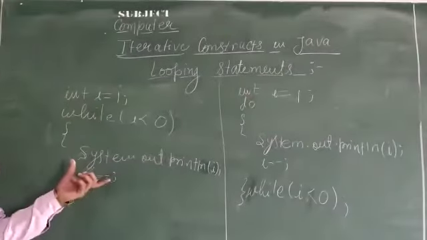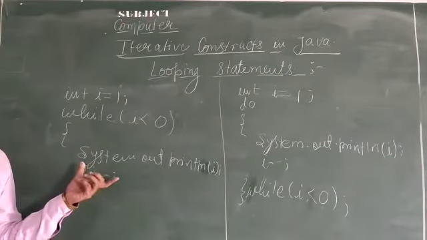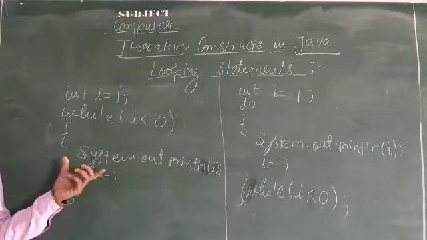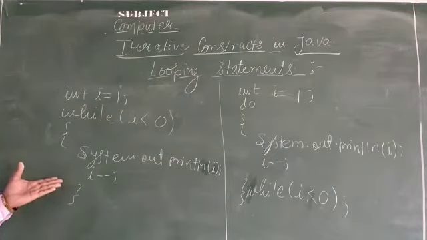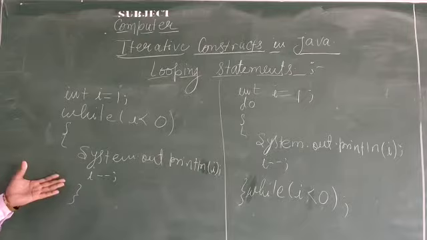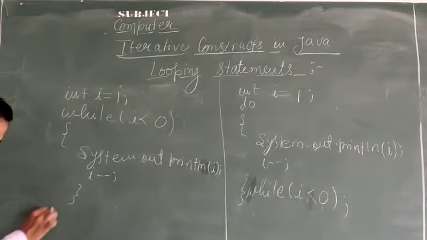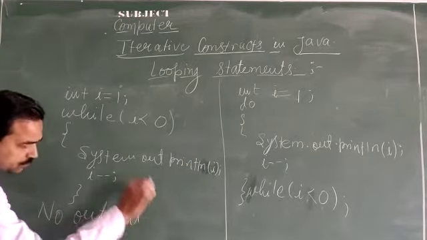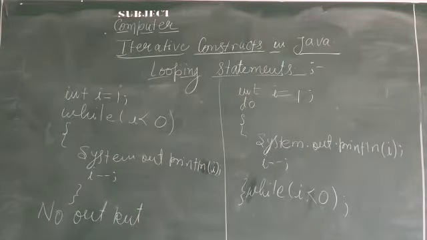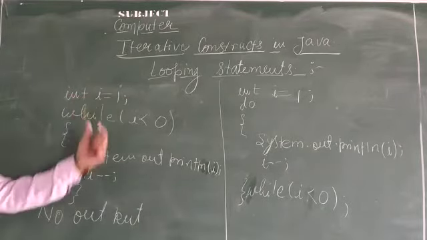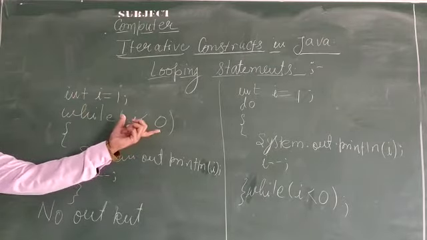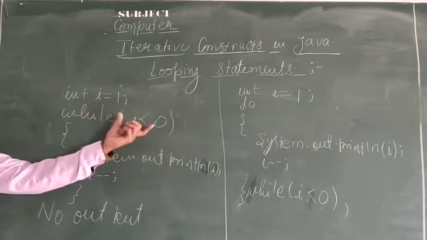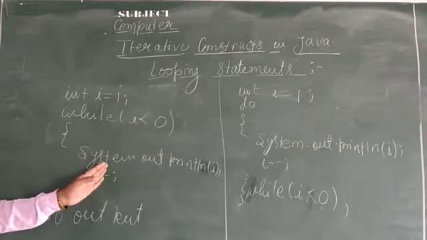What will be the output of this one? No output. Why? Because i is 1, and 1 is less than 0. The condition is false. When the condition is false, we will not enter inside the loop.